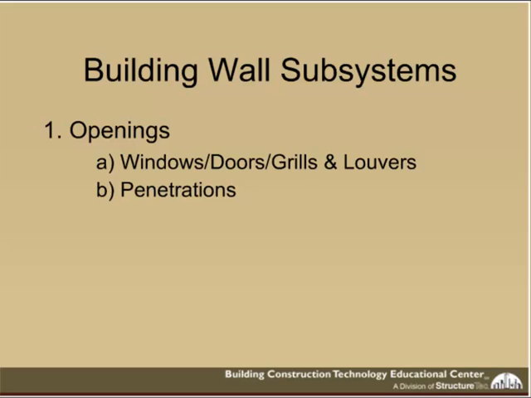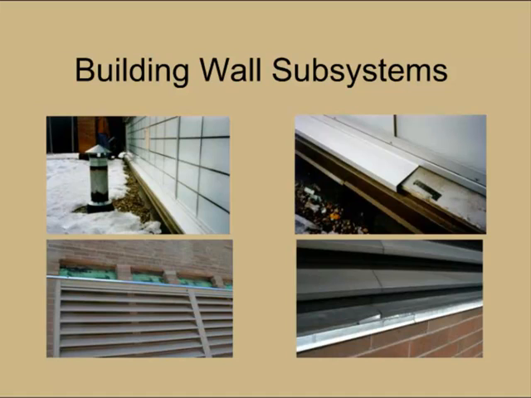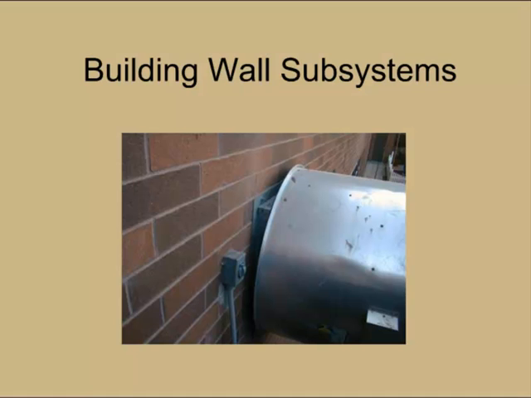So one has to be openings. We're looking at windows, doors, grills, louvers, penetrations found within these wall systems. Just looking at some examples here of the grills, louvers, flashings, just a number of components that are common within each wall system that we discussed.